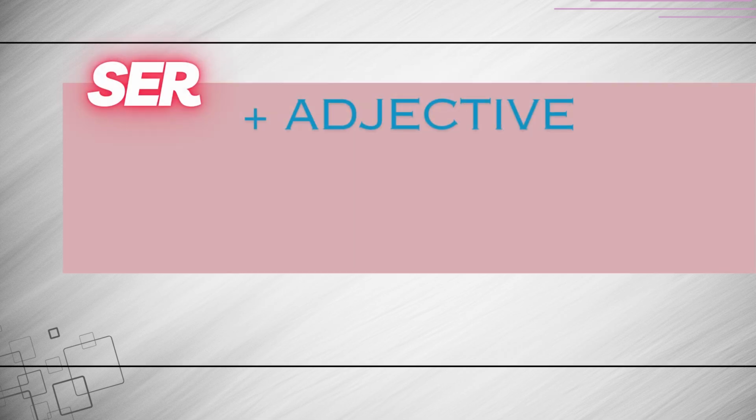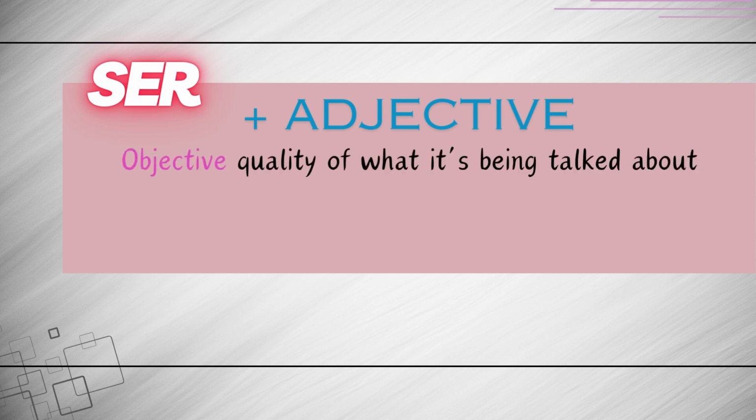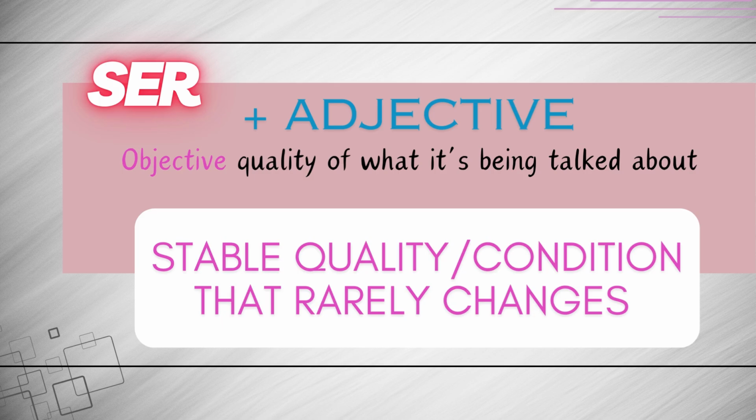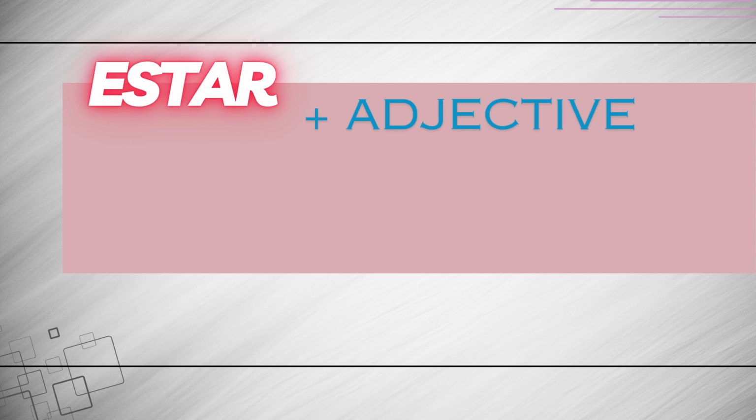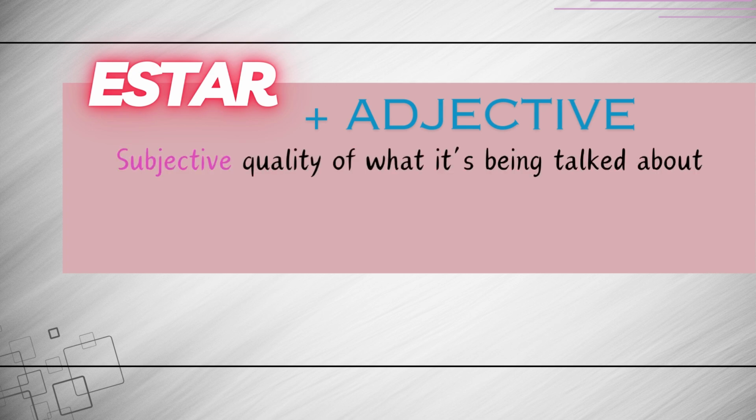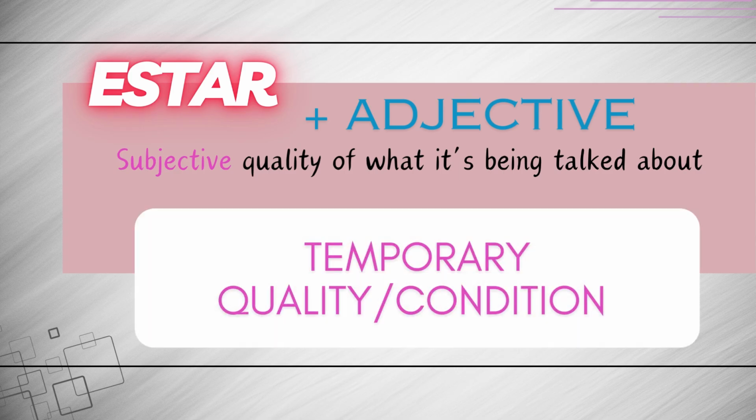Going into more detail, we can say that using the verbo ser with an adjective expresses an objective quality of whoever or whatever we are talking about, meaning it is a stable quality or condition that rarely changes. It is their normal state. On the other hand, using the verbo estar with an adjective expresses a subjective quality of whoever or whatever we are talking about, meaning it is a temporary quality or condition. It is not their normal state.